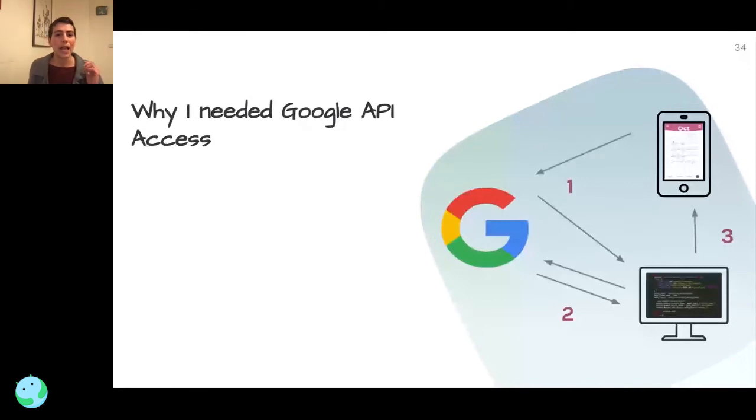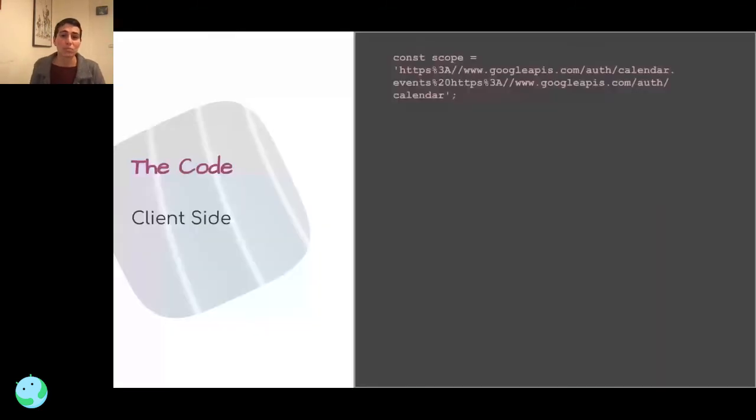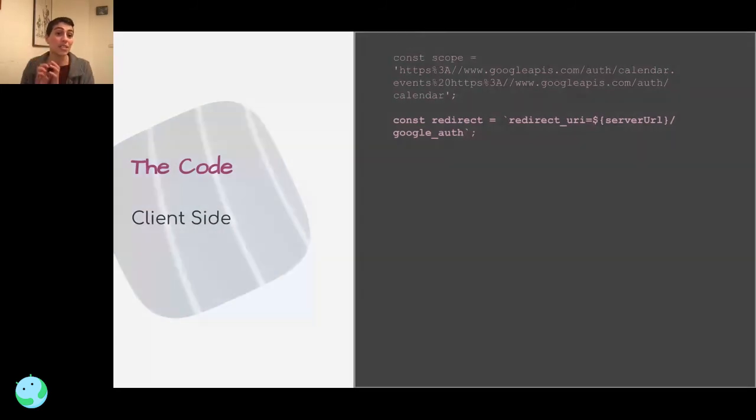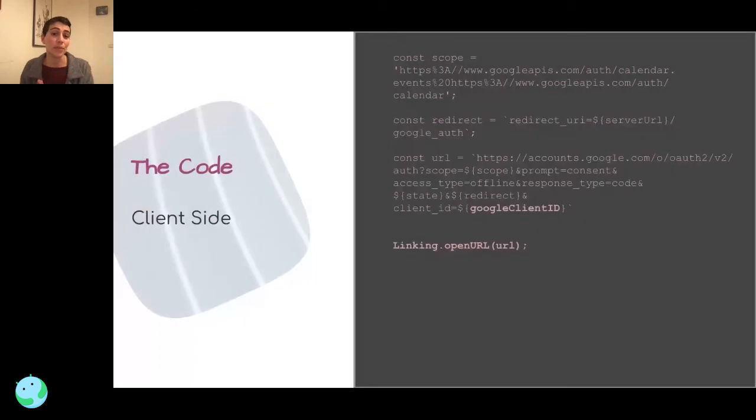So here, I'm just going to quickly show the code. We're going to set the scopes like we did before. And then we're going to specify the redirect URI, the server. Then we're going to construct this big, long, scary URL that contains all of this information, including our Google client ID. Now, just a side note on security here. We only need the client ID in order to get the ID token.